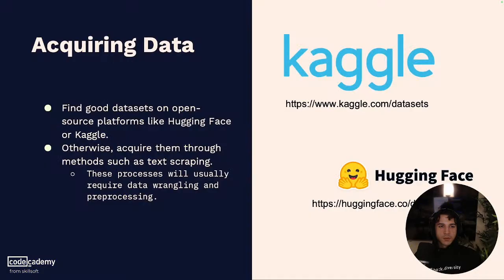Once the problem is defined, the fine-tuning dataset needs to be obtained. Like any machine learning project, data is key. You can often find good datasets on open source platforms like Hugging Face or Kaggle. If you can't find any suitable datasets, then you may need to acquire them through methods such as text scraping, and then clean them up by using data wrangling and pre-processing techniques.